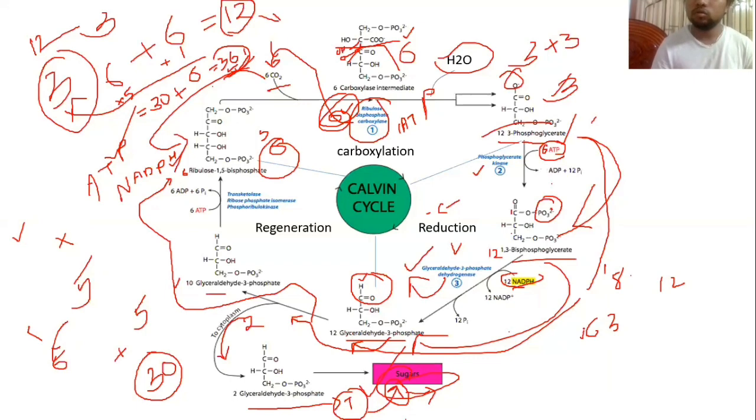3:2, right? So I told you in the light dependent reaction that a 3:2 ratio is required. The 3:2 ratio needs to be maintained. This is the 3:2 ratio required for this Calvin cycle purpose. Okay, this is the complete process of our photosynthesis.